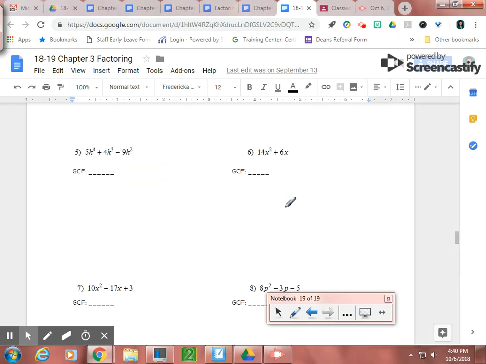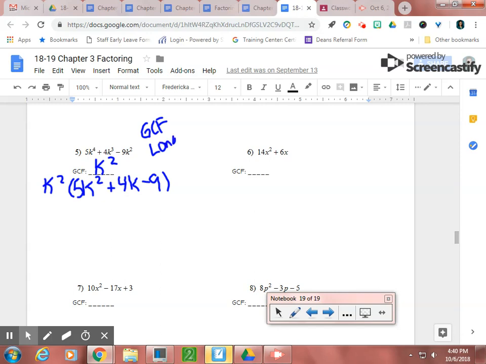My greatest common factor here is k squared. So I would take k squared out in front, and I'd be left with 5k squared plus 4k and minus 9. So I need to look inside the parentheses. My a value on this is not 1. So this one is greatest common factor, and then the long method.